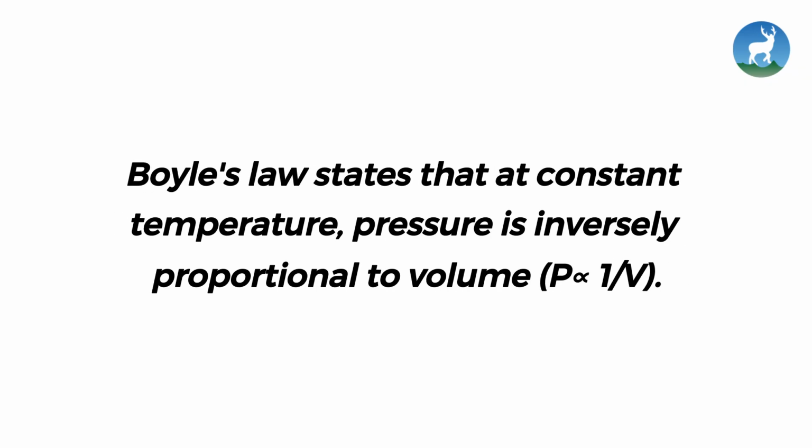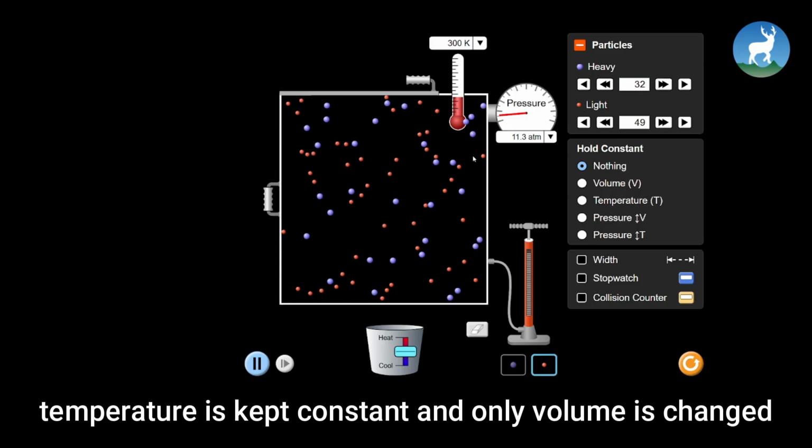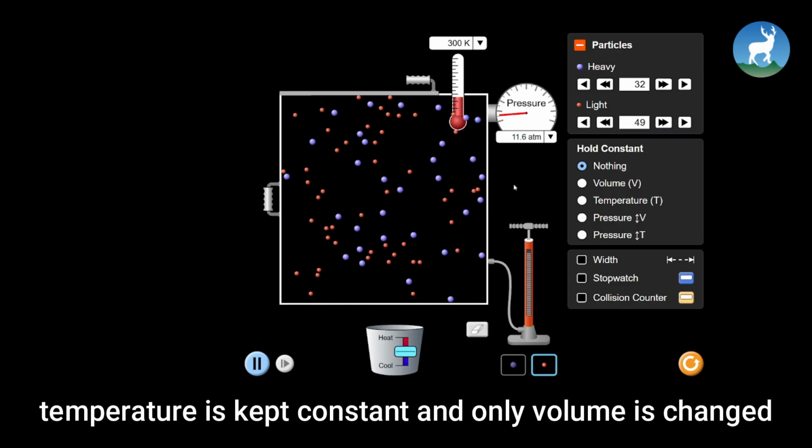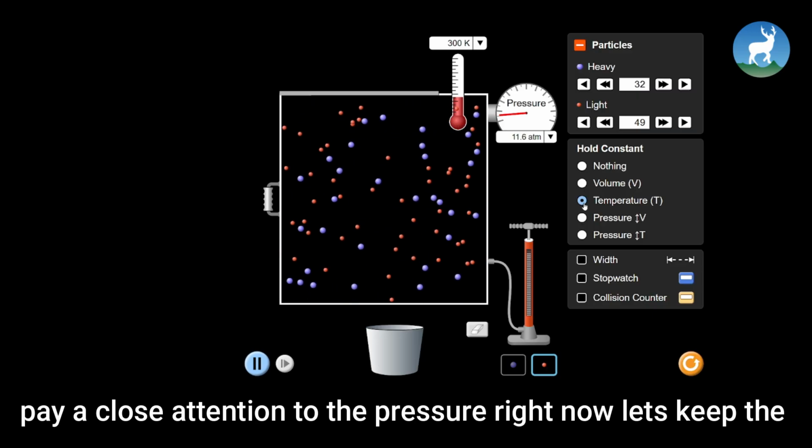Now, let's study about Boyle's law. Boyle's law states that at constant temperature, pressure is inversely proportional to volume. P is proportional to 1/V. In Boyle's law, temperature is kept constant and only volume is changed. Pay close attention to the pressure right now. Let us keep the temperature constant.